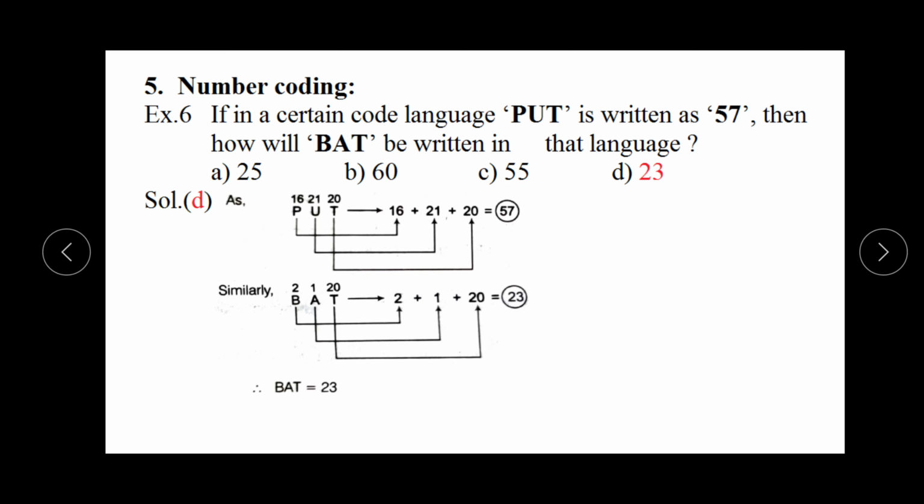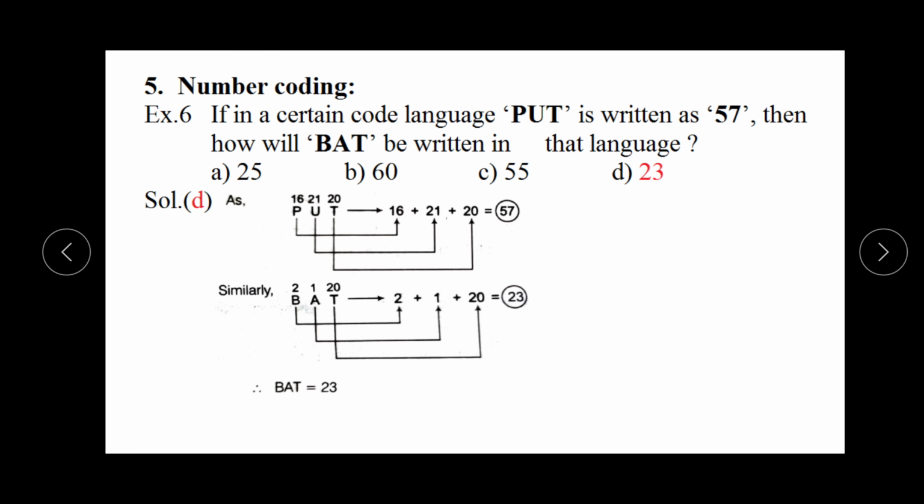This is the fifth type of coding decoding, that is number coding. In this, the alphabets are matched according to their positions, according to the addition of the positions, according to the multiplication of the positions, like this. So if in a certain code language put is written as 57, then how will bat be written in that language? Firstly we will check by which pattern put becomes 57.